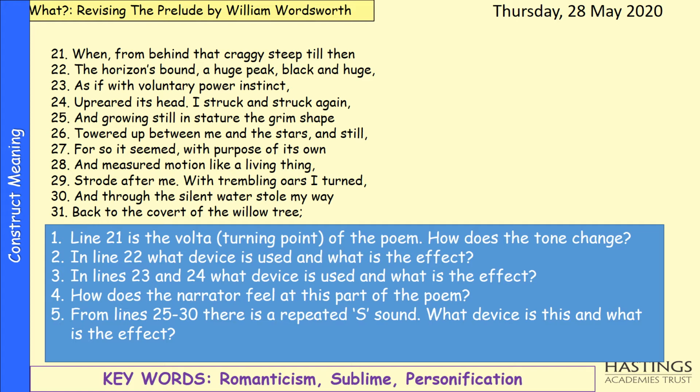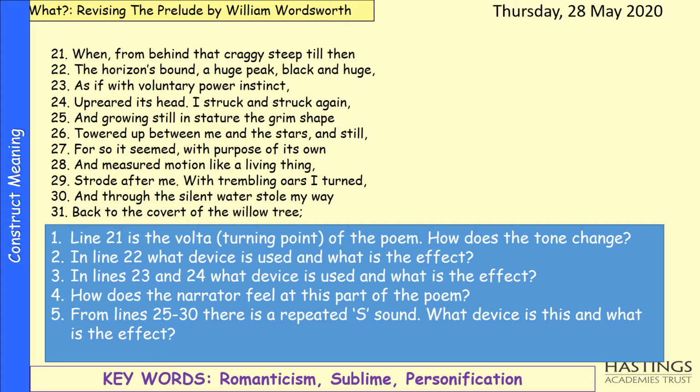And it says, with trembling oars I turned, on line 29. So again, that verb trembling to describe himself, it shows us that he's got this sense of fear and he's terrified, which we can link to that idea of the sublime, how the romantic poets felt that nature could be so overpowering and terrifying, and to experience that was quite sublime, and that's what he's experiencing here, this really sort of life-changing experience where he sees how intimidating nature can be.